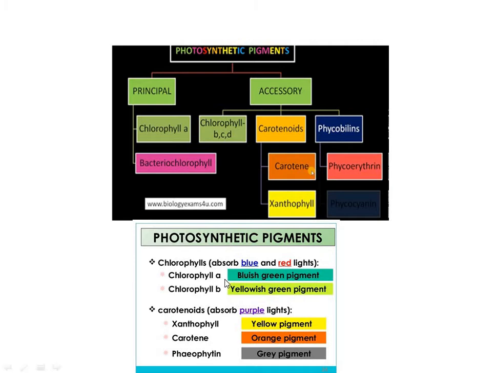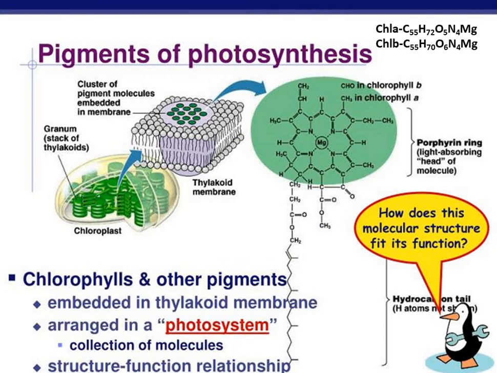Chlorophyll A is a bluish green pigment and chlorophyll B is a yellowish green pigment. They absorb blue and red light of the visible spectrum. The carotenoids absorb purple light. Xanthophyll is a yellow pigment and carotene is an orange pigment. Then pheophytin is a grey pigment.